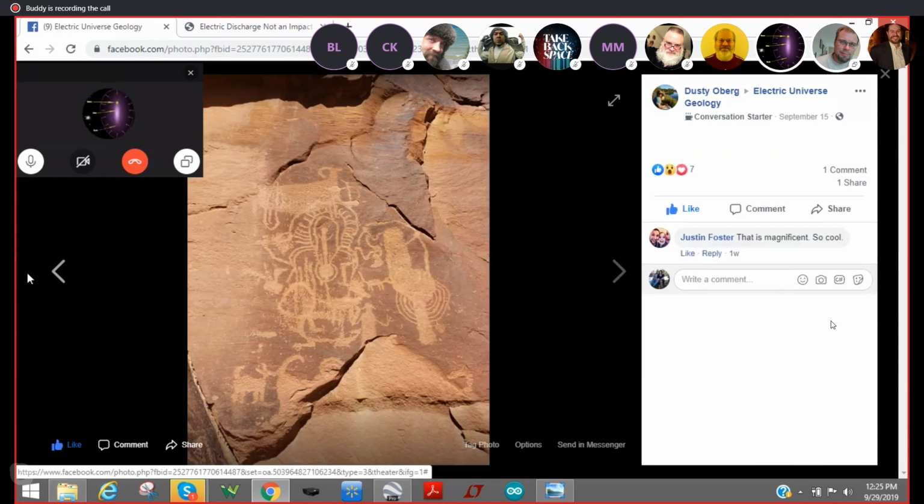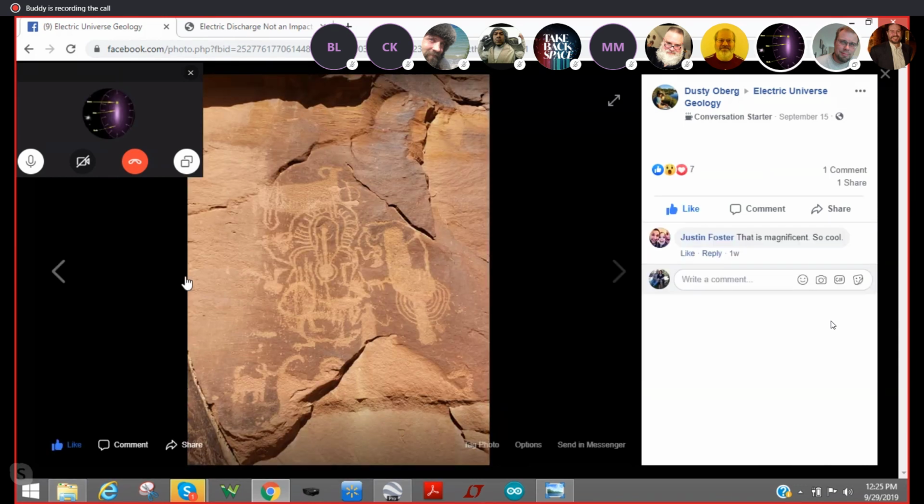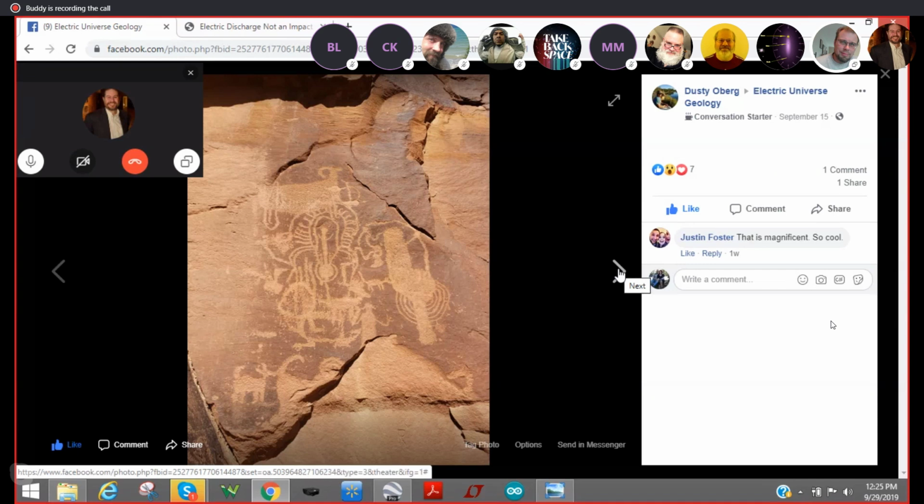Oh no, I'm sorry, this is Nine Mile Canyon. This has a lot of the petroglyphs. Oh yeah, these are the ones you don't normally see. And that's Jupiter, isn't it? That's Jupiter on its throne?